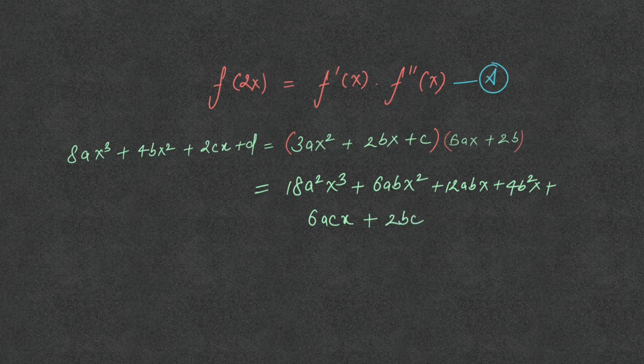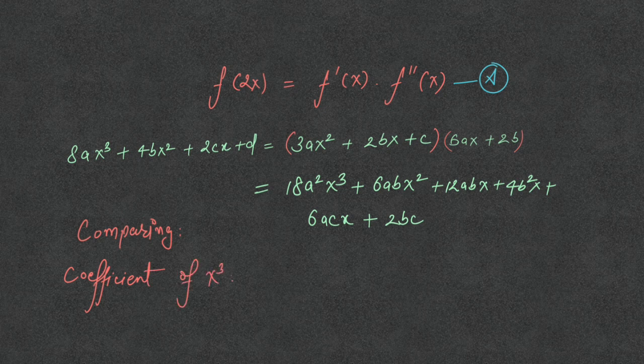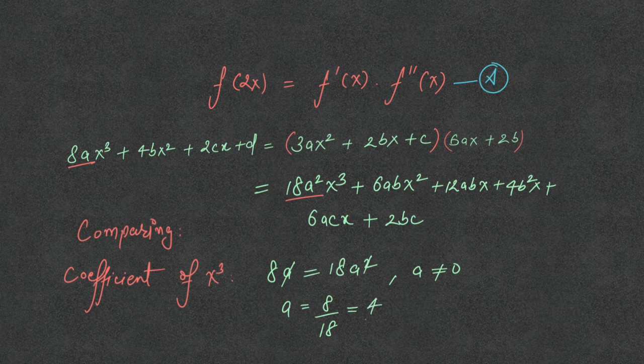Now on comparing the coefficient of x cube, we have 8a and 18a square here, so we get 8a is equal to 18a square. Since a cannot be equal to 0 for a cubic equation, one a cancels with the other a, so a becomes 8 by 18, which ultimately becomes 4 by 9.